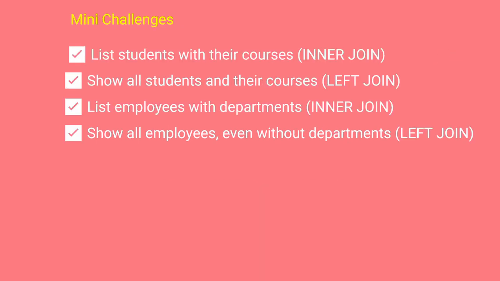Here are some mini challenges. Try listing students with their courses using inner join, showing all students with the left join, listing employees with the departments, and showing all employees even without departments.